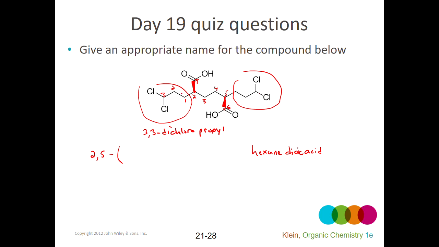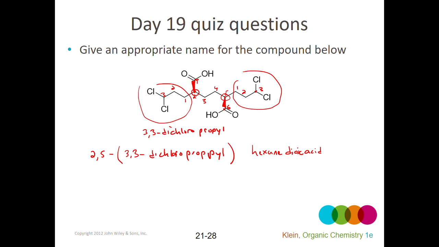And I've got two of those. I've got a propyl group on carbon 2 of the parent and a propyl group on carbon 5 of the parent. And both those propyl groups have a dichloro on their carbon 3 respectively. So that would be 2,5-(3,3-dichloropropyl)hexane dioic acid. So this is what we're looking for in your quiz answers.